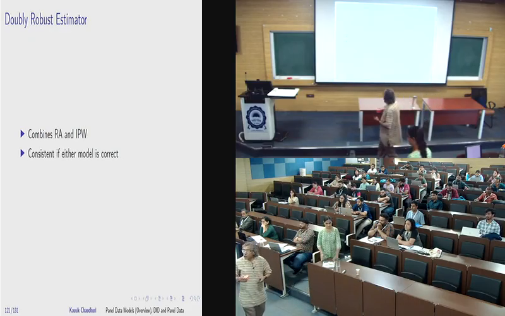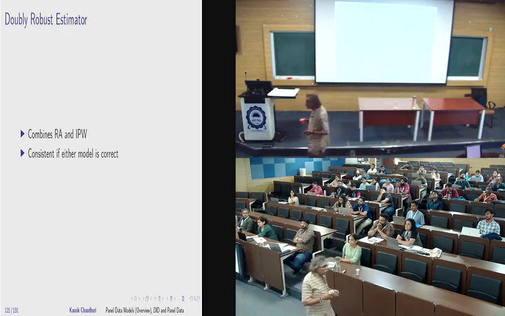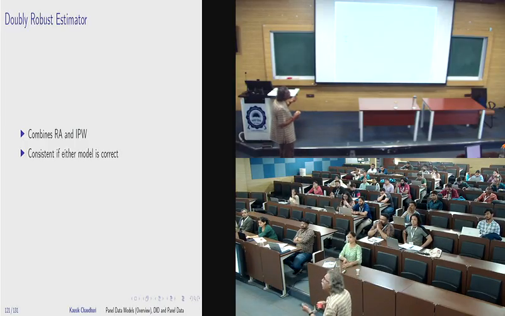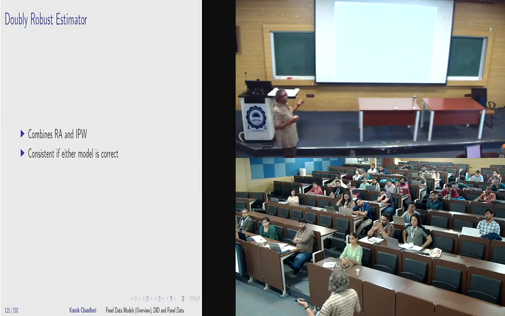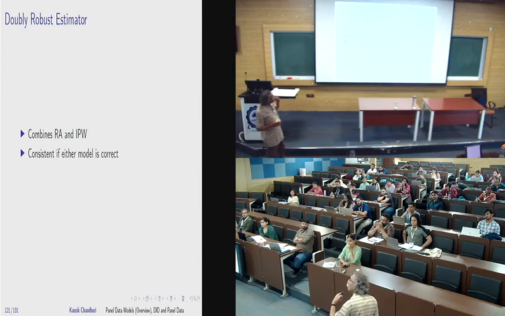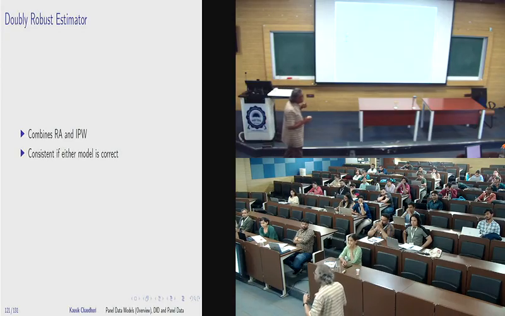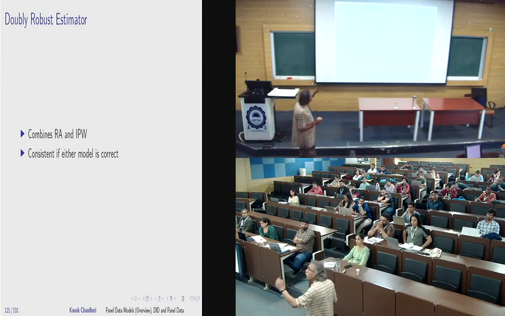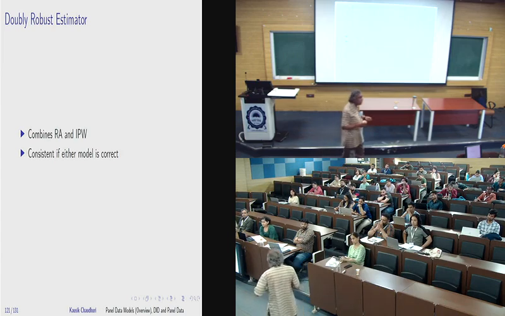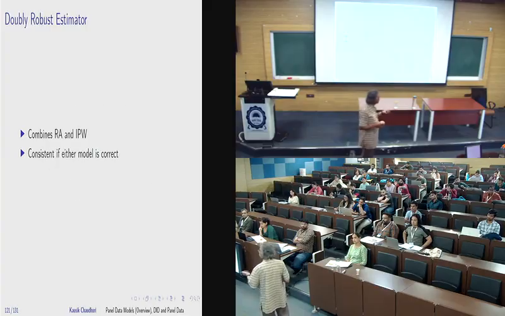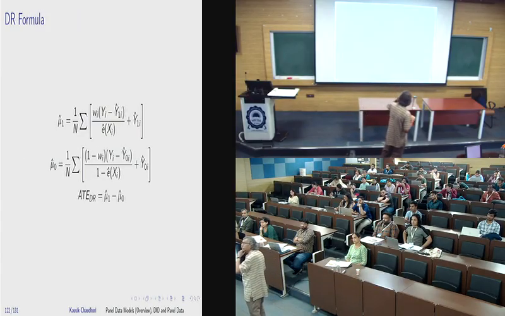Fine. Doubly robust, what it does is basically it combines RA and IPW. Consistent advantage is that if one of the model is correct, then it would give you the consistent estimator. So more popular compared to IPW adjustment or regression weighted adjustment, more popular is to use the doubly robust, because with the assumption at least one of them is going to be consistent. Clear? And that's how it does.